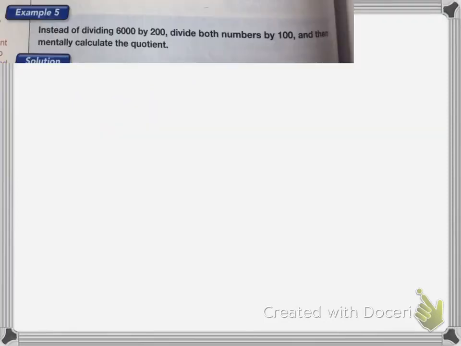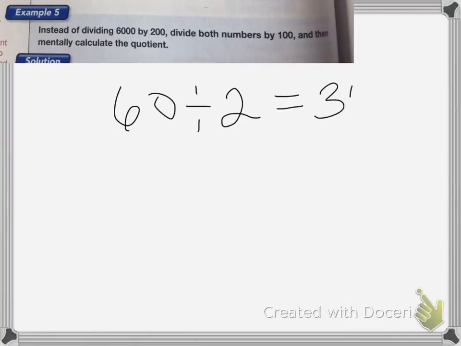Okay. In this one, instead of dividing 6,000 by 200, divide both numbers by 100 and then mentally calculate the quotient. So I'm going to divide 6,000 by 100, which will give me 60, and divide 200 by 100, which is equal to 2. So now I'm left with 60 divided by 2, which is equal to 30. Okay. So both these, again, 6,000 by 200 and 60 divided by 2, they're the same problem. It's just that I've gotten rid of some of the extra zeros in this case.